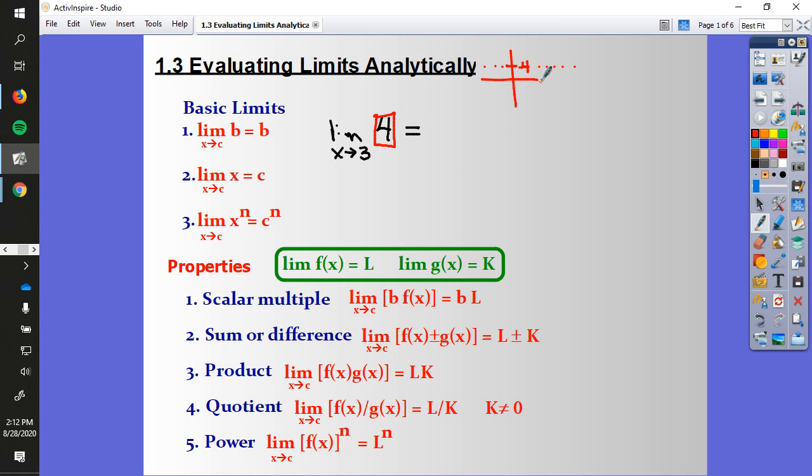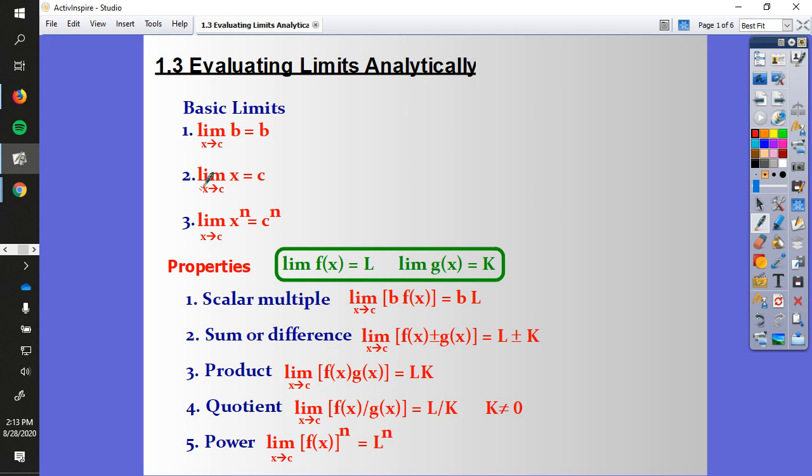So notice no matter what value I choose, whether 3 is what I have as my c, or it could be, let's say, 7, as x approaches 3, our y value is always going to be 4, no matter if it's 3 or 7. So if it's just a constant, our value is simply the constant. That would be our property for the first one here.